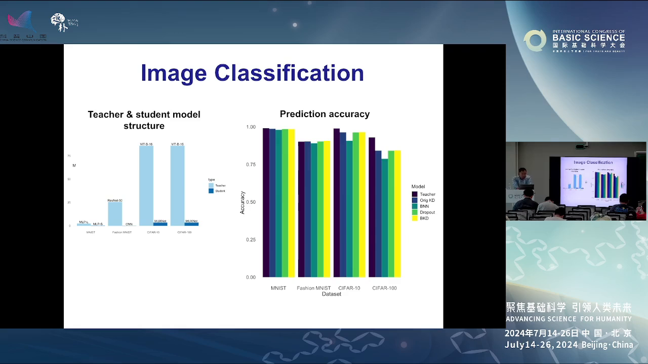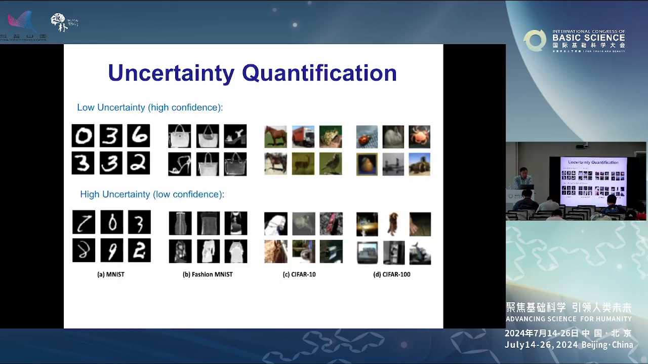Then we tried different models, something very large, for example the ViT, Vision Transformer, a very powerful method, as the teacher model. Then we use a much smaller model as the student model for this Bayesian knowledge distillation. And we can see this really gave us a very interesting uncertainty quantification.